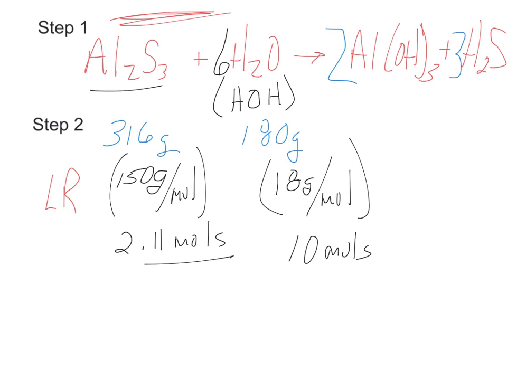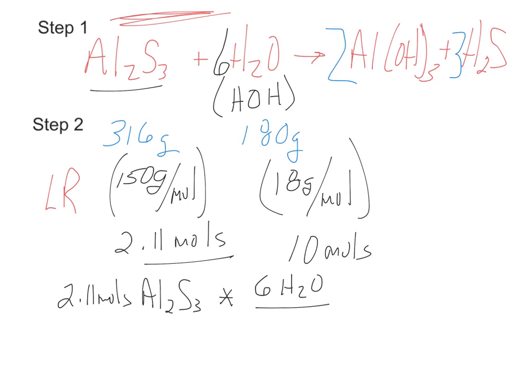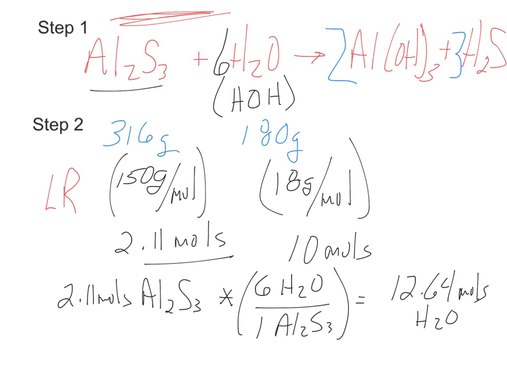Okay? So if that's the case, I would take my 2.11 moles of aluminum sulfide, and I'm going to say, okay, my conversion factor here is it's going to take 6 moles of water for every 1 mole of aluminum sulfide equals, okay, do the math, 2.11 times 6 divided by 1 means I'm going to need 12.64 moles of water. That's what I'm going to need.